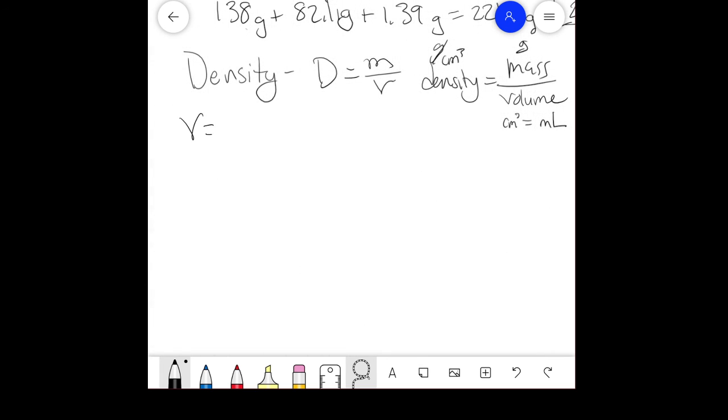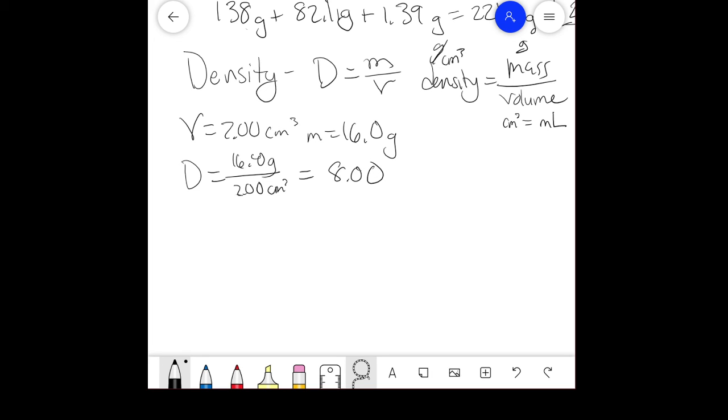So say your volume is 2.0 and your mass is 16.0, and so then your density would equal 16 over 2, which would give you 8.00 grams over centimeters cubed, since they both have 3 sig figs. I think we all know this by now. So that is it. That was a lot of random stuff kind of together, but good review for the midterm.